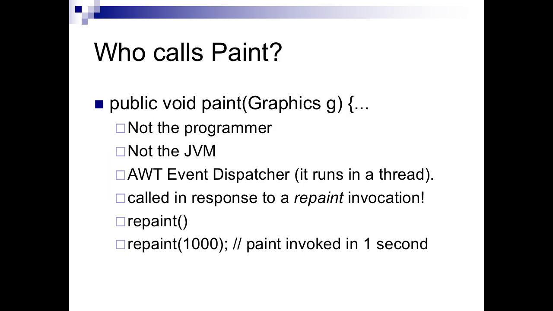Don't call paint yourself. Let the abstract window toolkit's damage control manager invoke the thread that calls the paint method. That way, if windows are partially occluded, the paint method can be invoked and only part of the window needs to be repainted. You can call the repaint method, and you could also call it with an argument which is given in milliseconds.